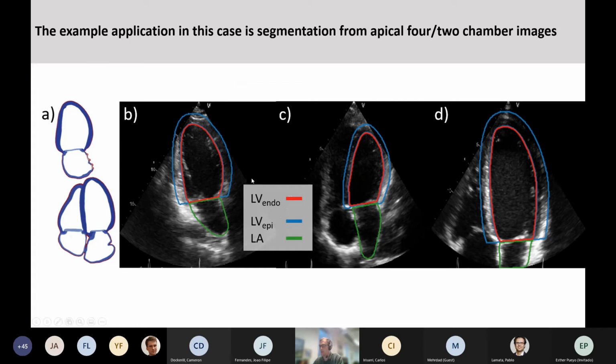So that's an example shown here, both from the model. On the top, you see an apical 2 chamber image, and this is an apical 4 chamber image, and then here in real ultrasound images. This first one is an apical 2 chamber image, and then these next 2 are 4 chamber images.